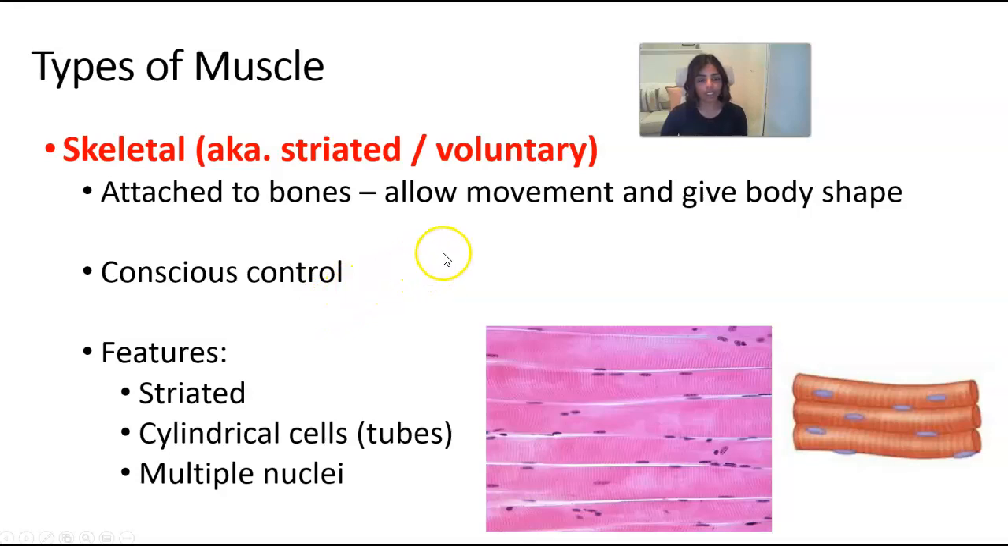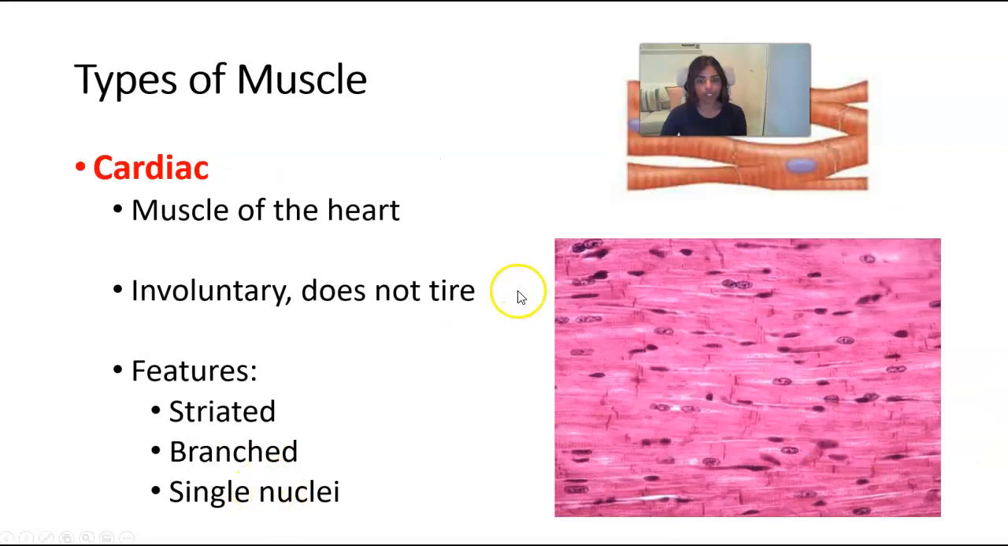So if we look at skeletal muscles, just to summarize what we've talked about, skeletal muscle is attached to bones, which allows us to move, and it gives our body shape. It's under conscious control, and we would describe these cells as being striated, cylindrical tubes, and they are multinucleated. If we look at cardiac muscle tissue, we know that it's the muscle found in the heart. It's involuntary. Again, it's also striated, however, it's branching, and each cell has a single nucleus.